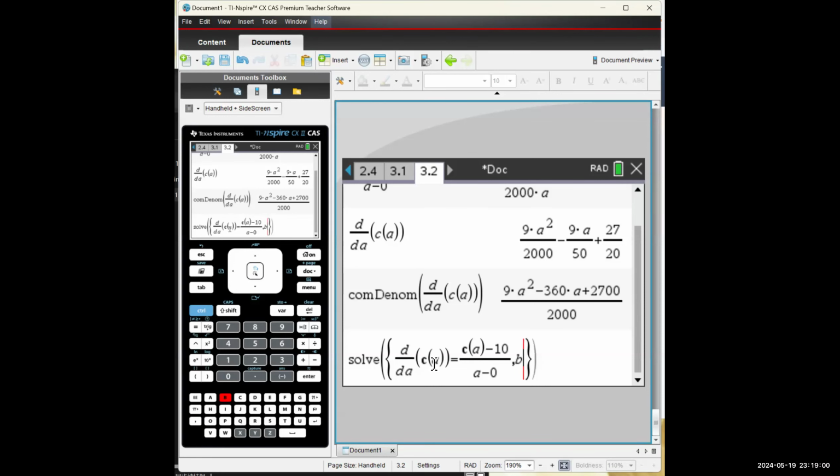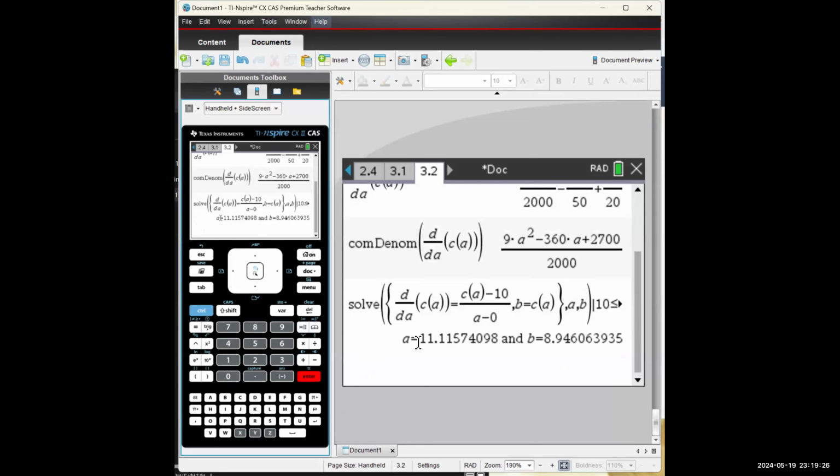And once we figure out the A value, we sub that into B equals C of A, comma, B. And just notice, on the previous page, the question says A is between 10 and 20. So you need to say 10 less than or equal to A, less than or equal to 20. And we are trying to find each value correct to 2 decimal places. So what you're going to get is 11.1157, 8.94606, etc., but you only need to round them to 11.12 and 8.95, okay?